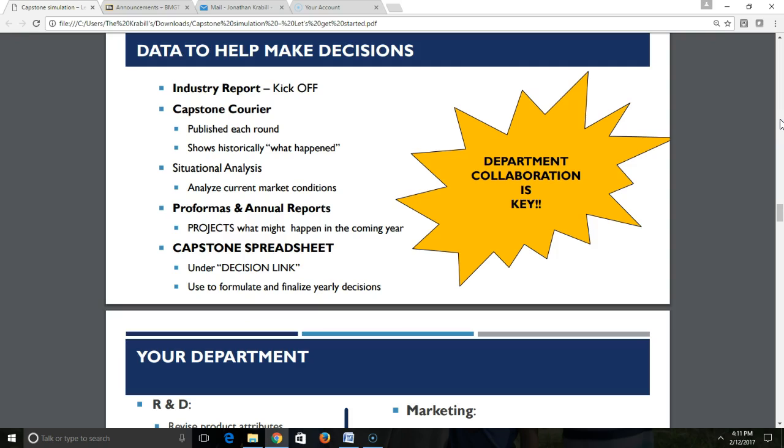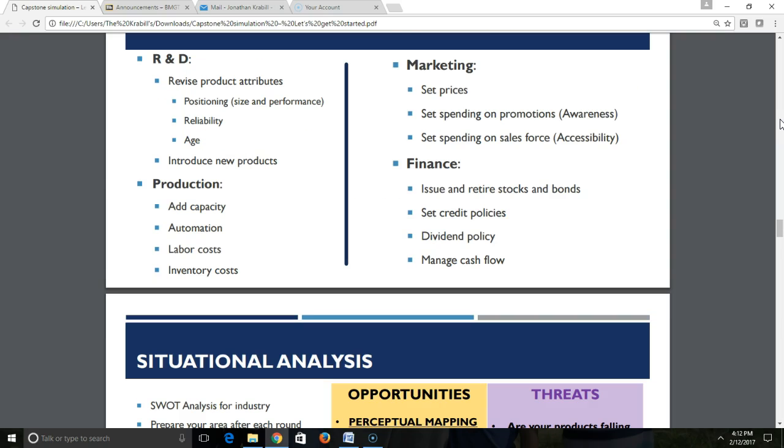Pro formas, annual reports: what might happen in the next year? What is going to happen to industry demand? What's going to happen to capacity? What's going to happen to drift? And from that standpoint, it's not just what we are doing, it's what the entire industry and the other companies in the industry are doing. And then lastly, we have the Capstone spreadsheet. We're going to use this to finalize our decisions on a round-by-round basis.